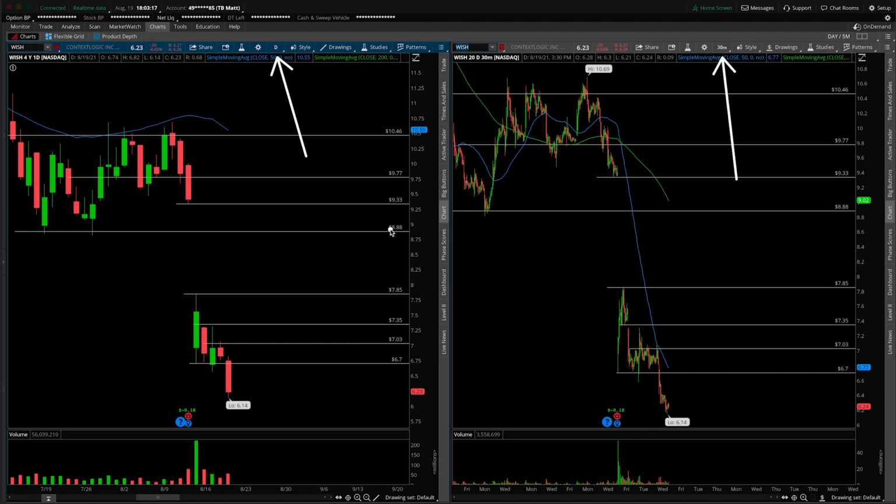This will be more of an update since we have covered this one in more recent times, and clearly there is a big update to give simply because we broke down underneath the lows of the earnings gap down, which could put into play much lower prices inside of Wish.